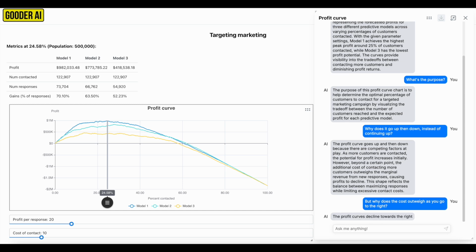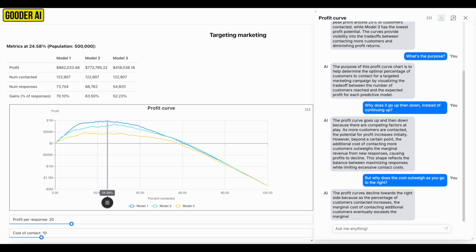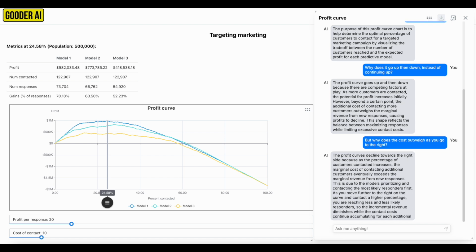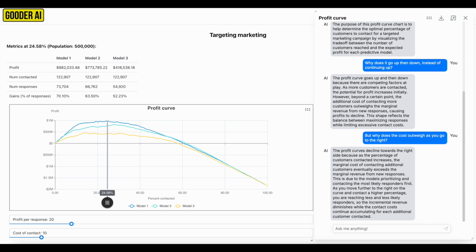The profit curves decline towards the right side because as the percentage of customers contacted increases, the marginal cost of contacting additional customers eventually exceeds the marginal revenue from new responses. This is due to the models prioritizing and contacting the most likely responders first. As you move further to the right on the curve and contact a higher percentage, you are reaching less and less likely responders. So the incremental revenue diminishes while the contact costs continue accumulating for each additional customer contacted.